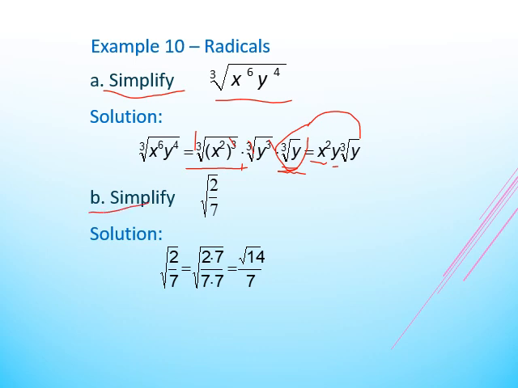Here, simplify root 2 over 7. We can distribute the root, which have different bases but the same index. So we have 2 over 7 times 7 over 7, from where we get the 7, this is just to simplify the denominator here. So multiplying by the same one because it is a square root, we can say that root 14 over root 7.